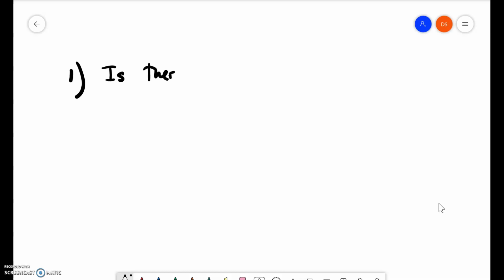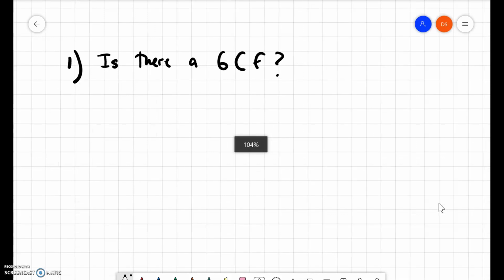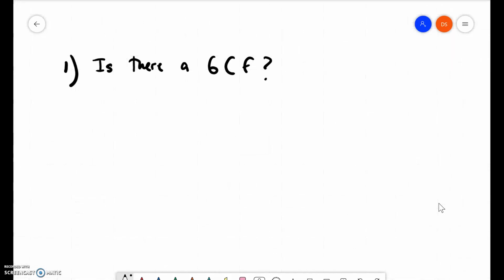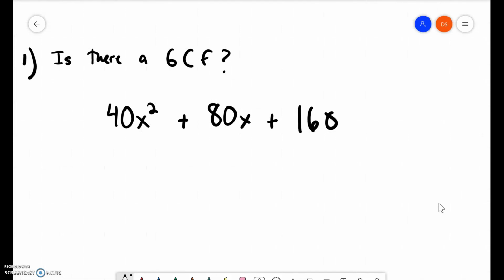You need to ask yourself, is there a GCF? Is there a common factor? Here's why. Let me show you why. What if there was a number, something like this, 40x squared plus 80x plus 160. Just bear with me here. That would be a pain to factor like this, right? Factors of 40: 1 and 40, 2 and 20, 4 and 10, 8 and 5. You got options for days, 160, tons of options.